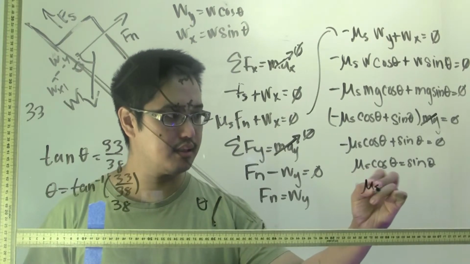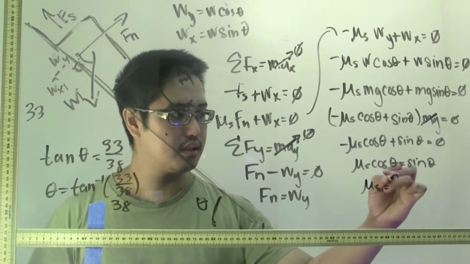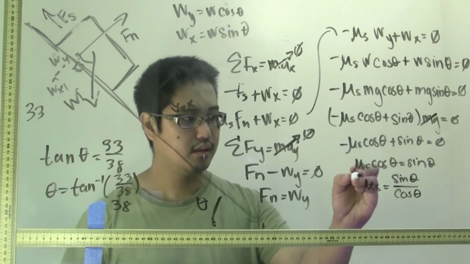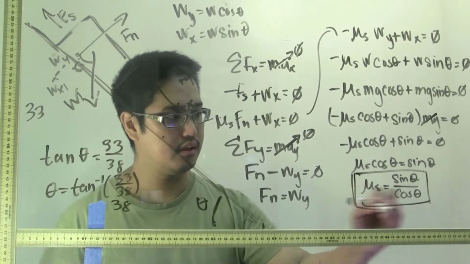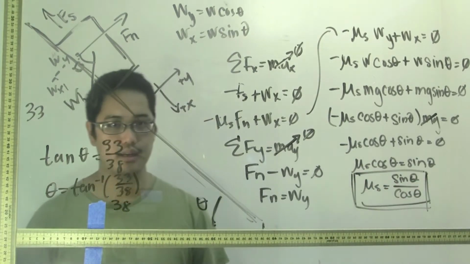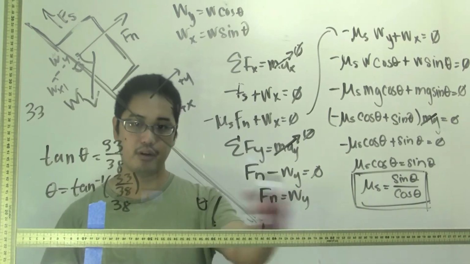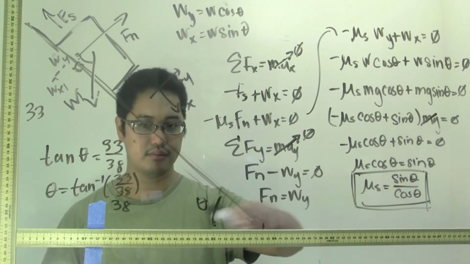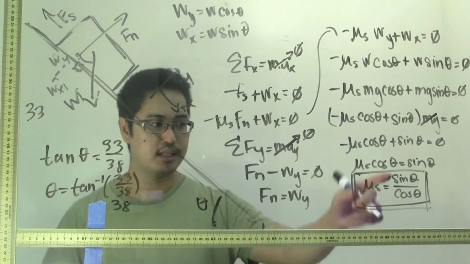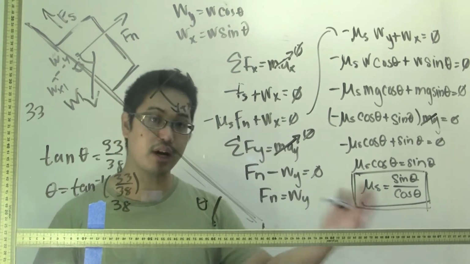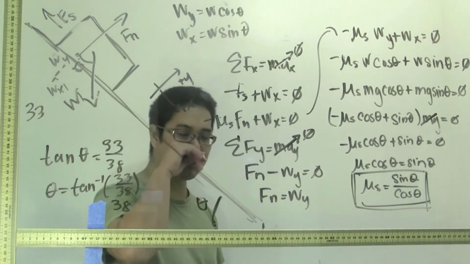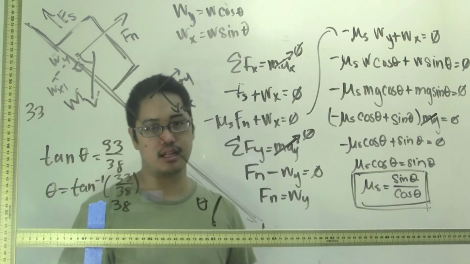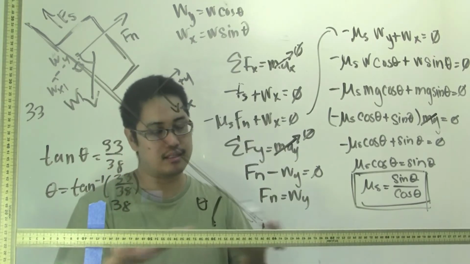So mu s is equal to sine of theta divided by the cosine of theta, and that's my answer. I can figure out what theta is, and then if that's theta, whatever it is, 42, I take the sine of that angle, I take the cosine of that angle, and divide them. That would give me my mu s, and it would have no units, because sine theta has no units, cosine theta has no units. Unitless divided by unitless is still a unitless number.